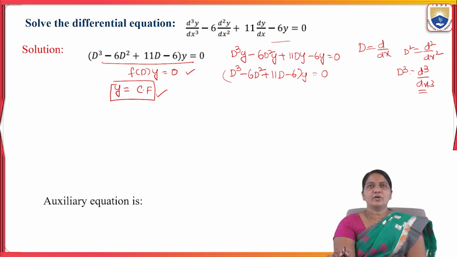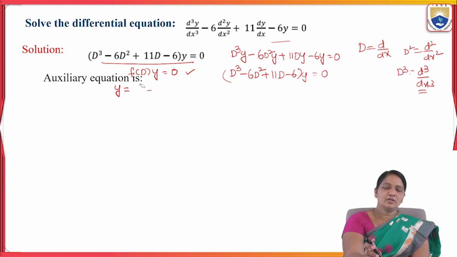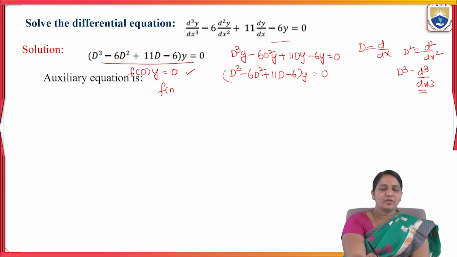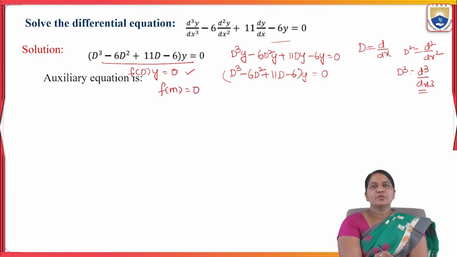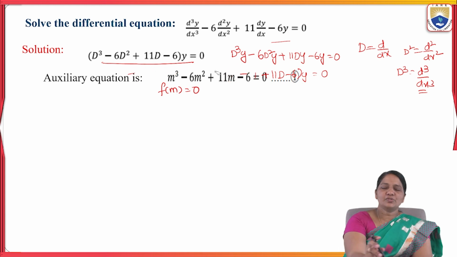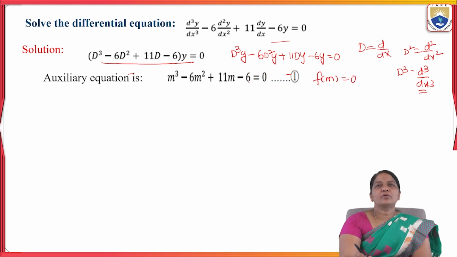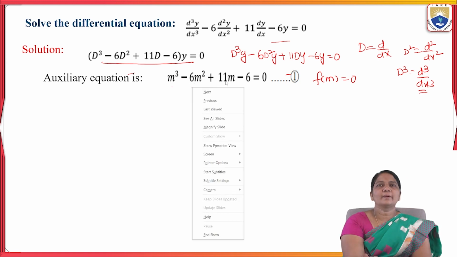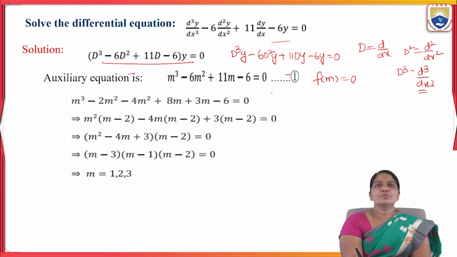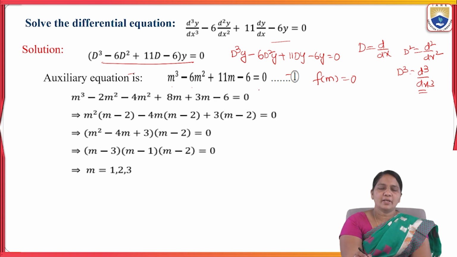So for that, what are we going to do here? First, we have to write the auxiliary equation. What is the auxiliary equation? f of m is equal to 0. So in place of D we replace m here. So m cube minus 6m square plus 11m minus 6 equal to 0. Now we are going to calculate the m value here.